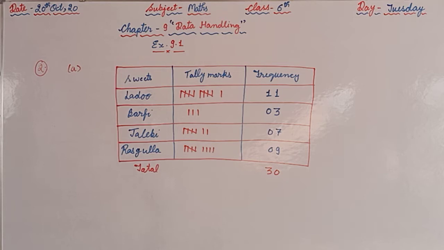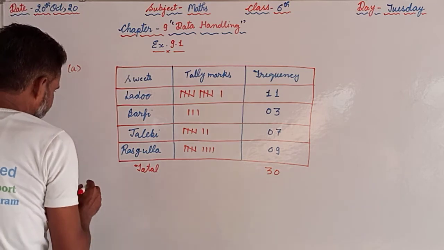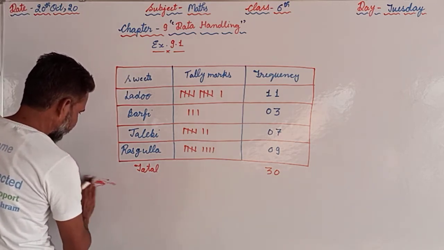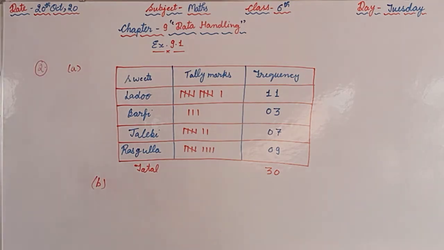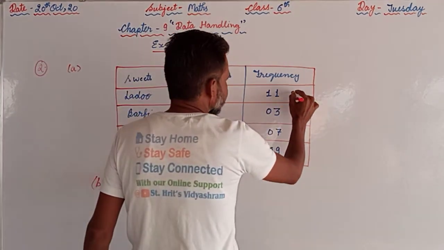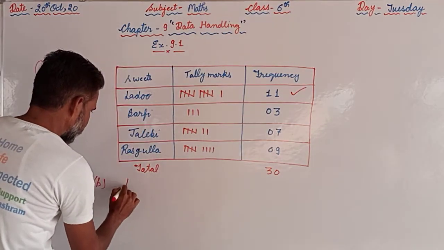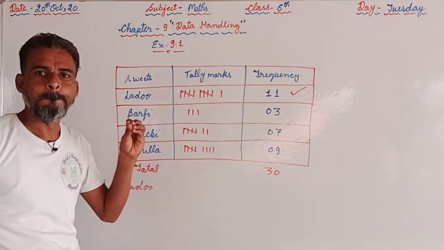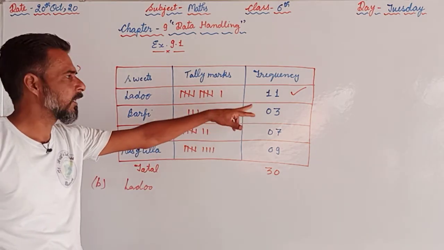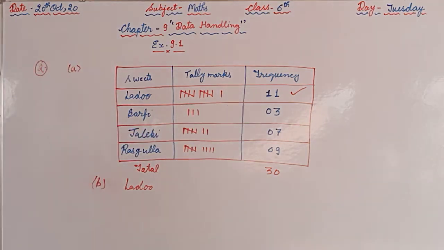In the first part we are supposed to arrange these sweets in a table using tally marks. Now the B part is also there. After A there is the B part, which asks which sweet is preferred by most of the students. So most of the students prefer laddu. So the answer will be laddu, the sweet which is preferred by the maximum number of students, and that is given in the table, that is 11. So this was question number 2. Afterwards we are supposed to discuss question number 3.